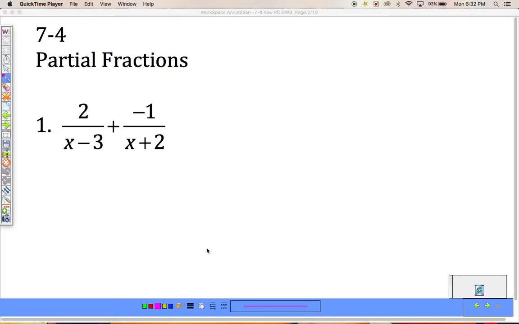Guys, section 7.4 is going to be called partial fractions. Normally, if I gave you this, what we would need to do is rewrite it with common denominators. We can clean it up and write it as a single statement. So let's start with that, writing common denominators.